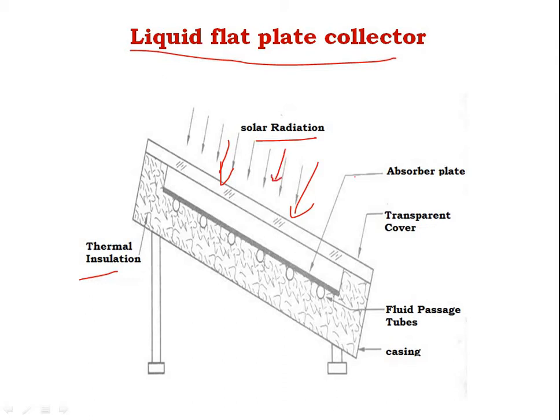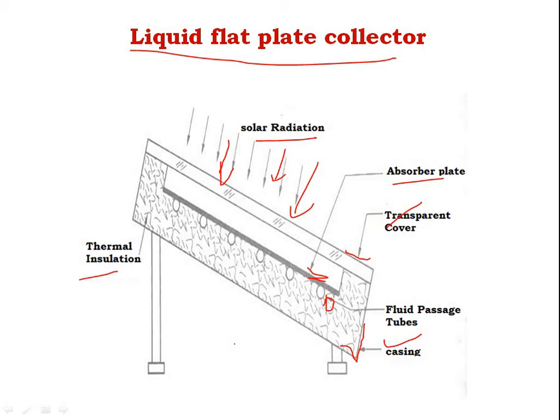This portion is an absorber plate and the transparent cover. This portion is the transparent cover, and the fluid passage tube. This is the space of the fluid passage tubes, and this is the casing, the outside covering. We all can see these are the casings.